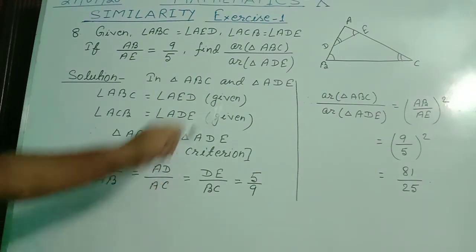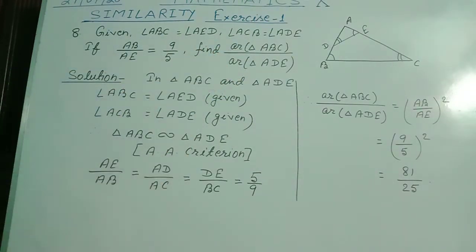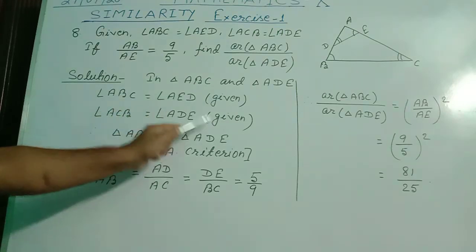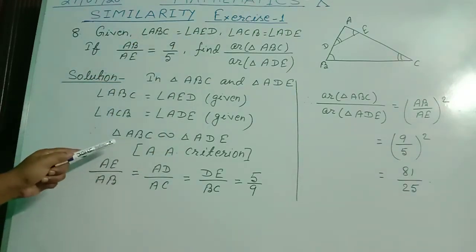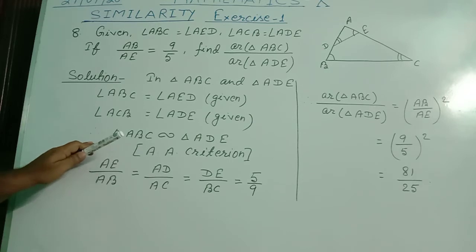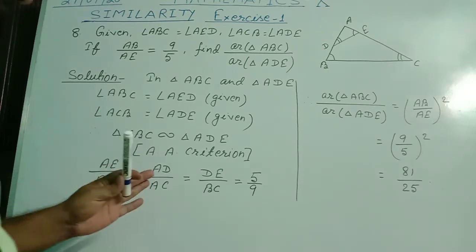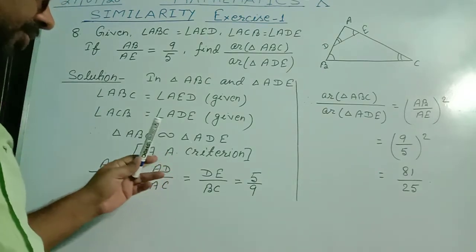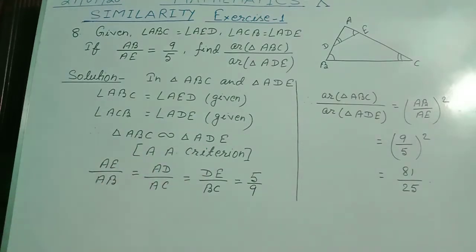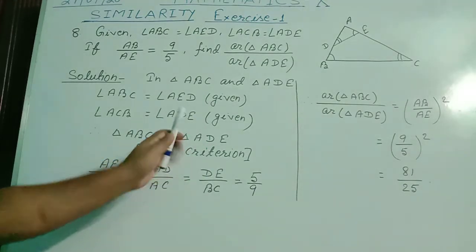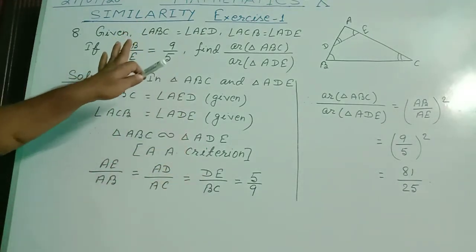So first of all, I proved these two triangles are similar. For that I have used the given information, and I think this part is easy for you. You can understand how we use a criterion of similarity to prove these two triangles are similar. So this part I left.